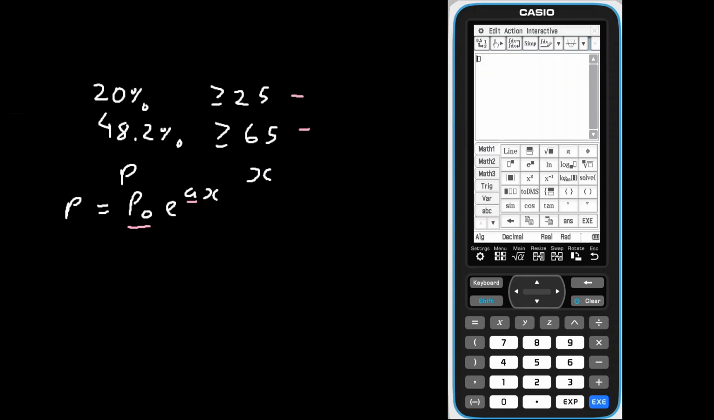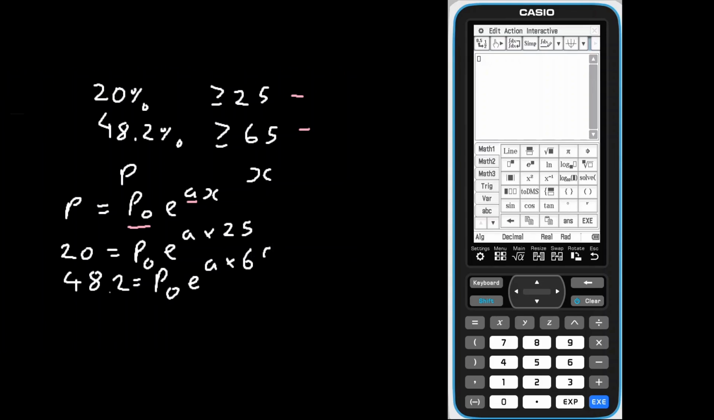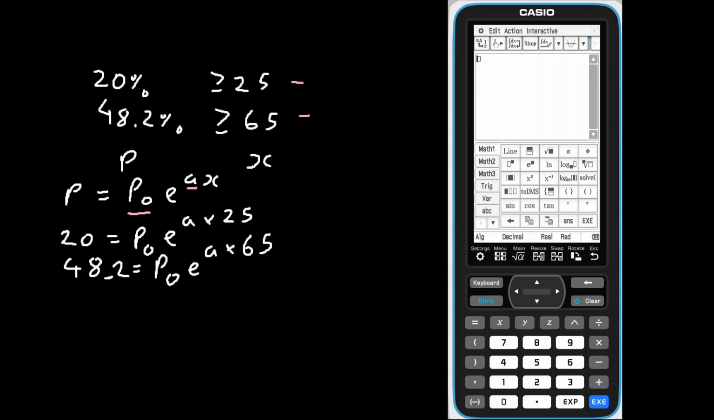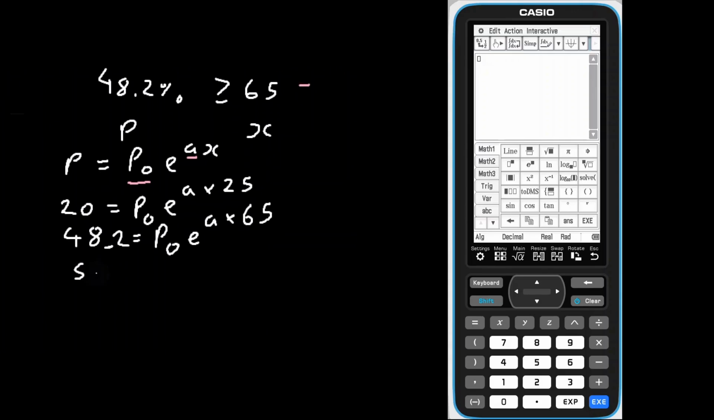So let's write this out as two equations. We're given equation 1, which says that 20 is equal to P0, not sure what that is equal to yet, we'll find out soon enough, and then times by 25. And 48.2 is equal to P0 times by A, we're not sure what it is, but we'll find out soon enough, times by 65. Okay, so we say solve using the calculator. This is going to be the easiest way to do it. So solve with calc.